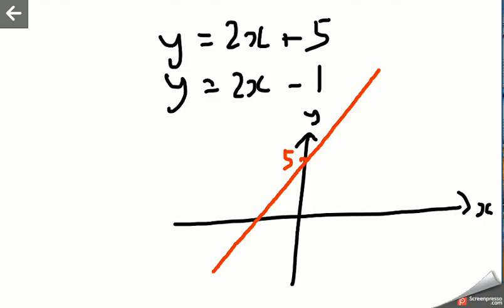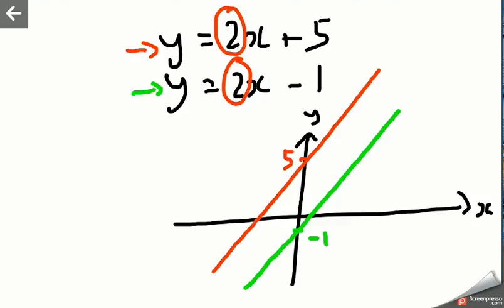Well, for our other line, y equals 2x minus 1, we know it has a y-intercept of negative 1, and it also has a gradient of 2. So we know that it looks like this. The slope of our second line must be the same as the slope of our first line, because their gradients are both 2, and hence this distance between the two lines will never change as we go along, and therefore these two lines do not intersect. So it is impossible to find the intersection.